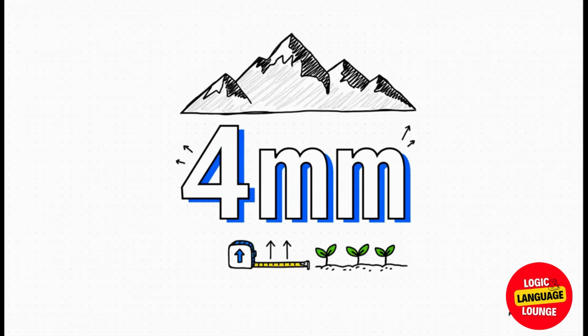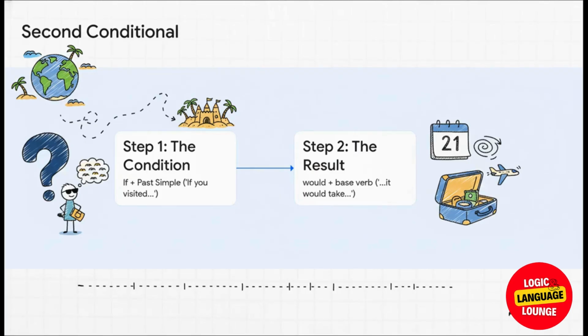And get this, here's another fascinating fact. Mount Everest is growing by about 4 millimeters every single year. So to describe this kind of gradual, ongoing change, we use the present continuous. "Mount Everest is growing." Now, what about those hypothetical what-if scenarios? Well, the second conditional is perfect for that. It has a super simple two-step formula. Step 1 is the unlikely situation, where you use if plus the past simple. And step 2 is the imaginary result, using would plus the base verb. It's your go-to for exploring possibilities.